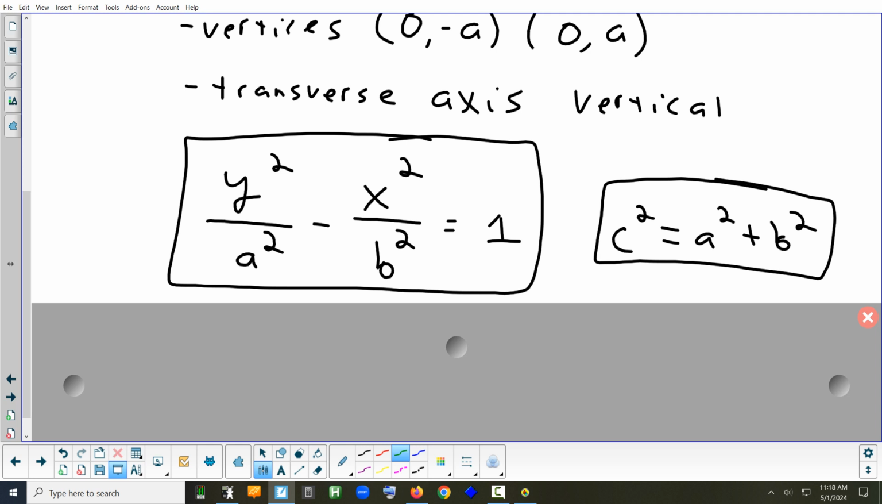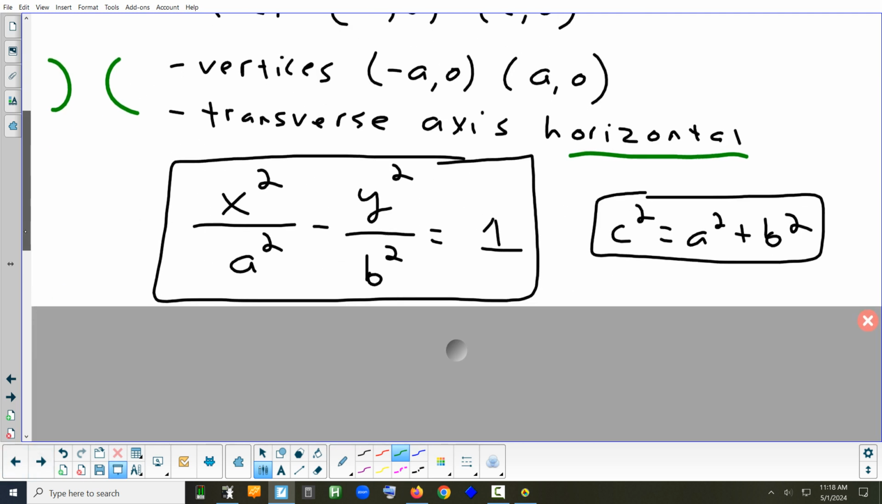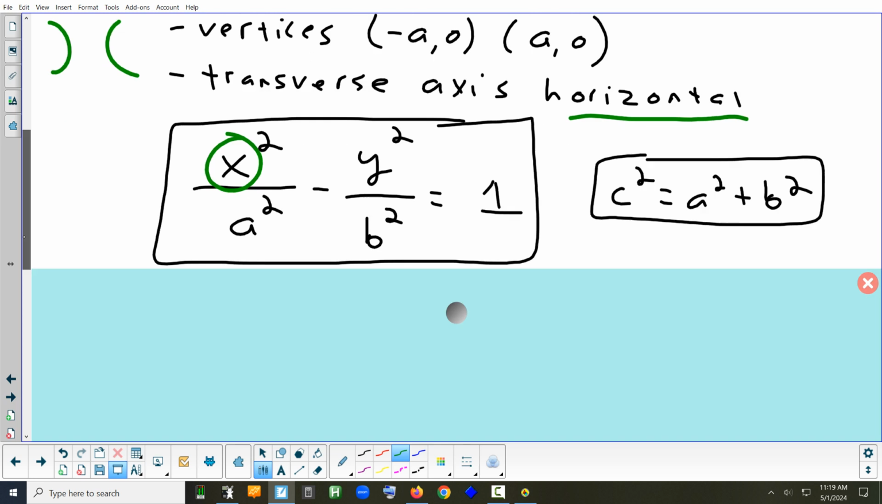I would consider the negative here to go with the x because it's in front of it. The y is the positive. So the transverse axis goes in the y direction. Okay, we go back to this one. In this case, the x is the positive. The negative goes with the y. Since the x is the positive letter, the transverse axis goes in the x direction. So it's all about the letter that's positive today. Very different than how we did it yesterday.